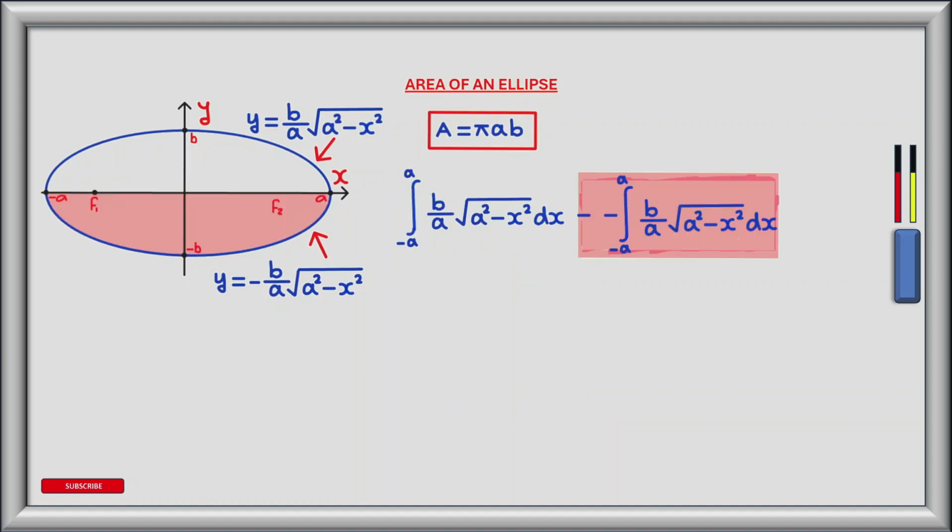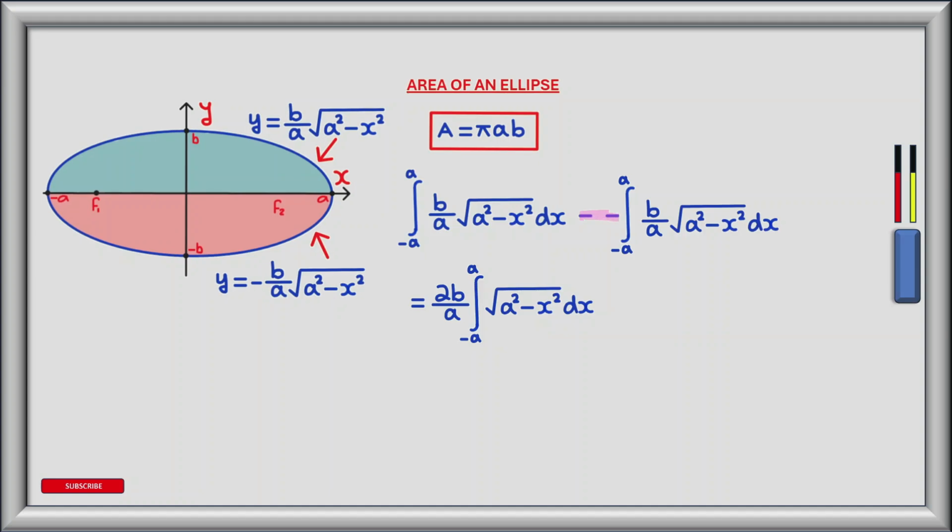So to find the area inside of the ellipse, we can subtract the integral from minus a to a of the equation of the ellipse below the x-axis, giving us the area shaded in red, from the integral from minus a to a of the equation of the ellipse above the x-axis, giving us the area shaded in blue. So the two negatives here make a plus. So we have 2b divided by a multiplied by the integral from minus a to a of the square root of a squared minus x squared dx.